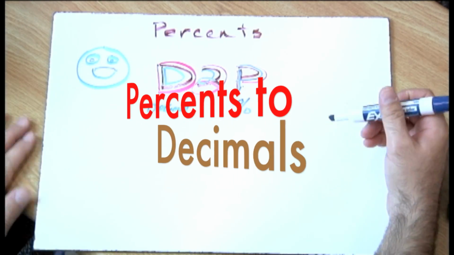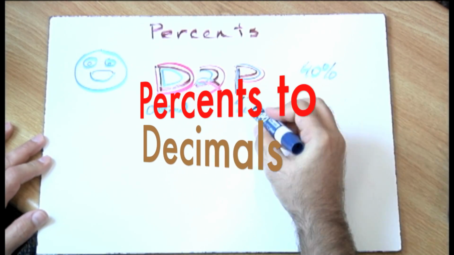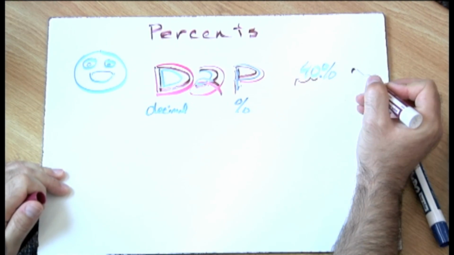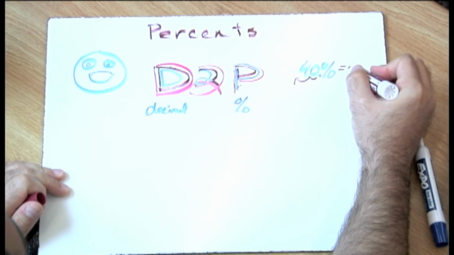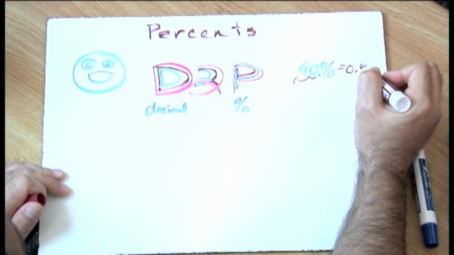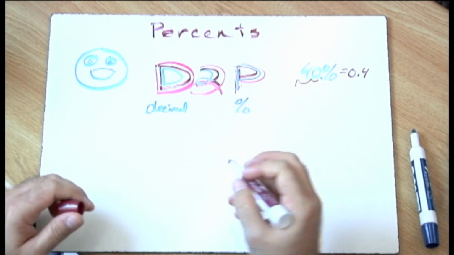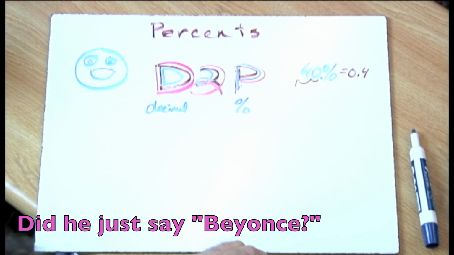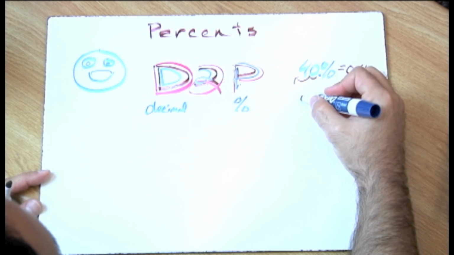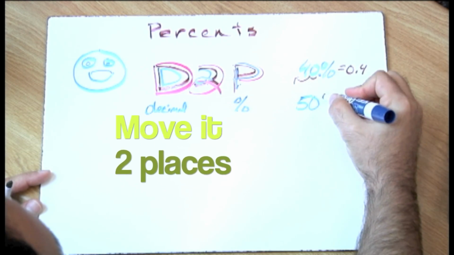So now let's talk about changing a percent to a decimal. Let's look at 40%. We're converting the percent to a decimal by moving that decimal 2 places to the left. And then we drop the percent sign and we're left with 4/10. Well, an easy way to remember this is Beyonce's song, to the left, to change a percent, move it to the left. And what we're doing is moving that dot, that decimal, 2 places to the left.